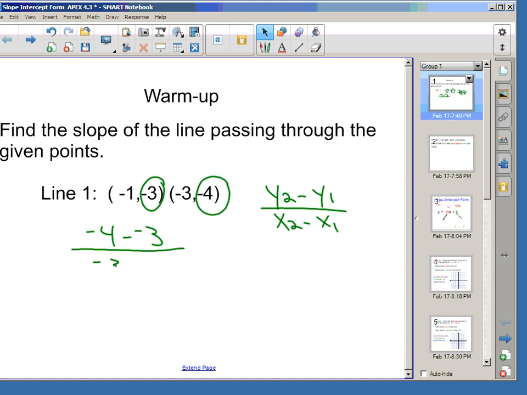over -3 minus -1. Now notice all these negatives. I put those in there to make sure you're on top of your algebra skills, your integer skills. Subtracting a negative is like adding. So -4 plus 3 is -1. And -3 minus -1 is the same as adding 1. So that's -1 over -2, which becomes positive 1/2 for your slope.